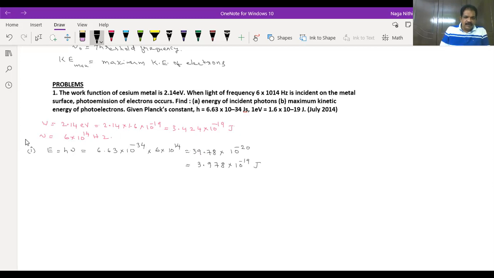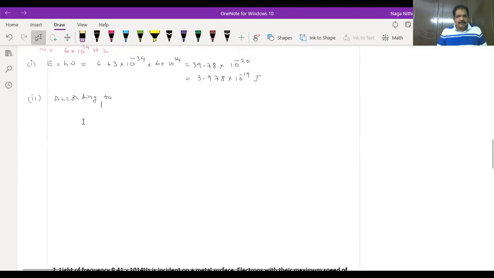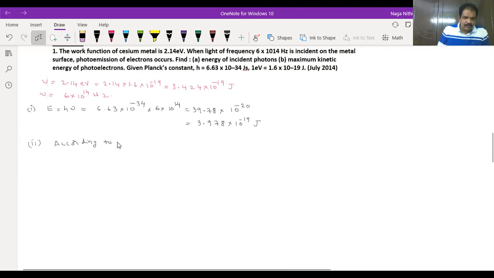Next, what is the maximum kinetic energy? That is the question. So here, according to Einstein's photoelectric equation, E is equal to W plus KE maximum. Here already the E value we got. How much did we get?